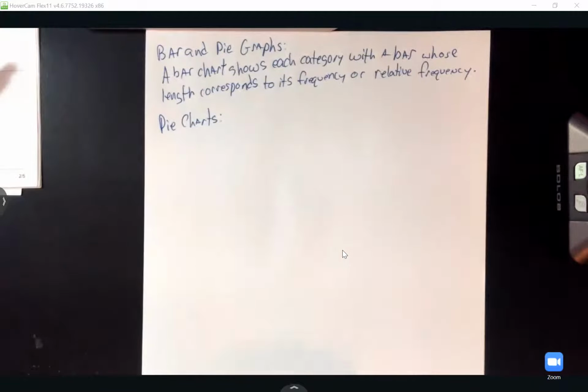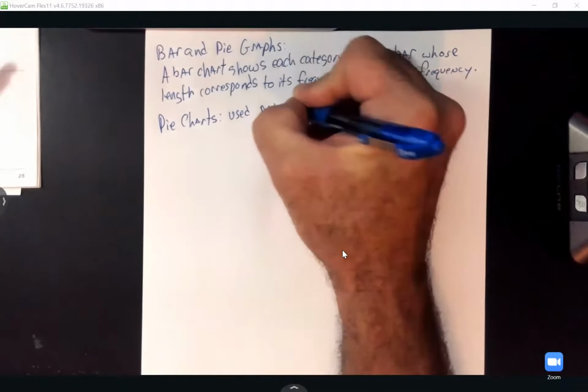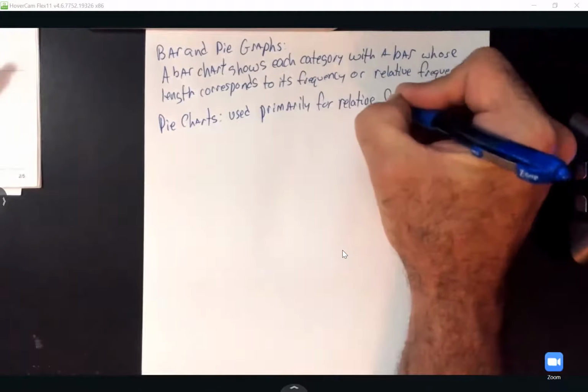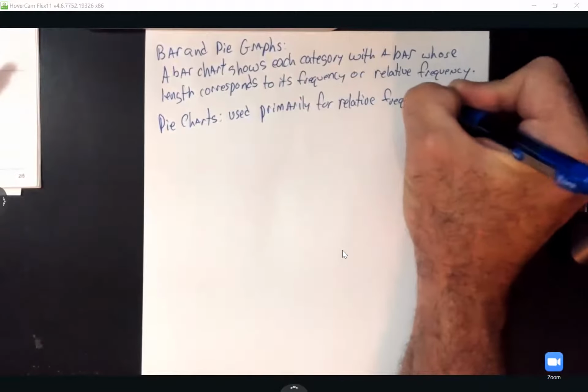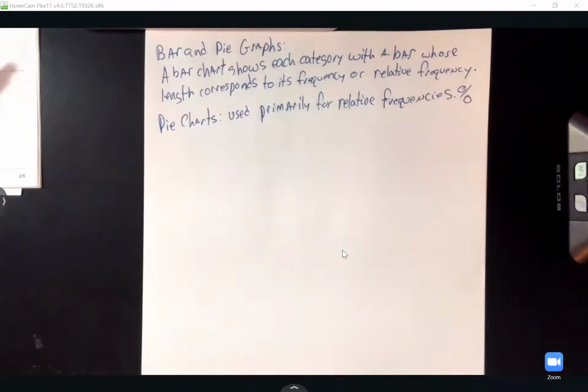So they're basically giving you the same information, except pie charts are used primarily for relative frequencies. So they're talking about percents on those, okay? So if you see a pie chart, it's usually broken into, if I have a fourth of the pie, that would be 25% of it. If I had half of that pie, then I would have, oh, what's that, 50% of it. So they usually label what the percents of each piece is.